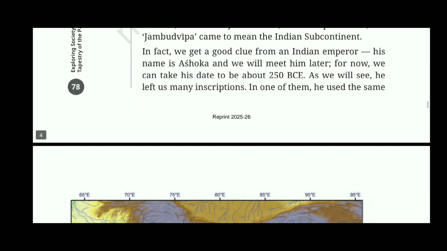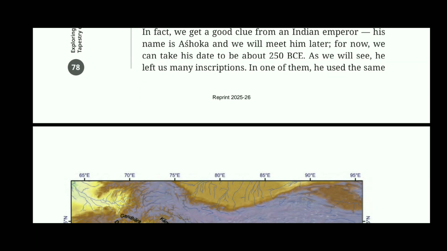In fact, we get a good clue from an Indian emperor. His name is Ashoka. We will meet him later. For now, we can take his date to be about 250 before Common Era. As we will see, he left us many inscriptions. In one of them, he used the same name.